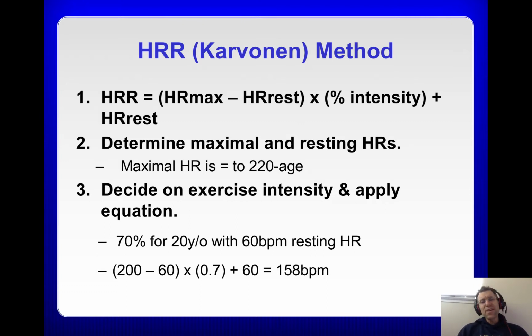So using the heart rate reserve technique, once you've decided on an exercise intensity, you just apply the equation. Let's say we wanted a 20-year-old to go at a 70% heart rate reserve intensity. Their resting heart rate was 60 beats per minute. We then take 220 minus age, which was their max heart rate: heart rate max 200 minus resting heart rate 60, multiply that by 0.7. And then you add back the resting heart rate, and that would give you a heart rate of 158 beats per minute. So for this 20-year-old with a 60 beat per minute resting heart rate, their heart rate at 70% reserve would be 158 beats per minute.